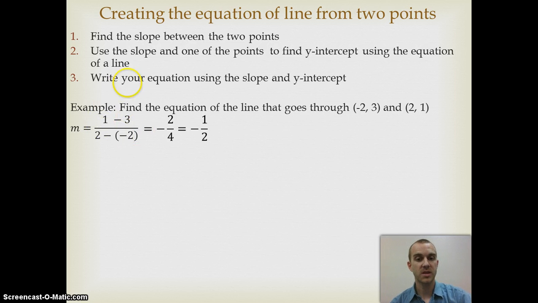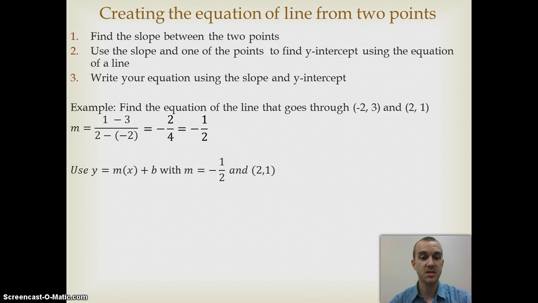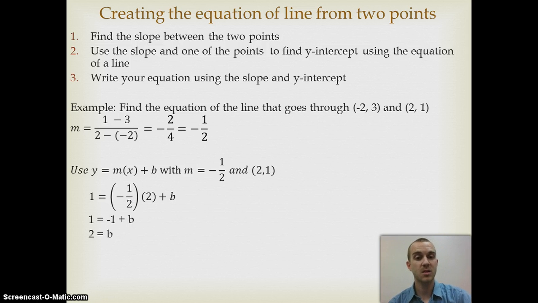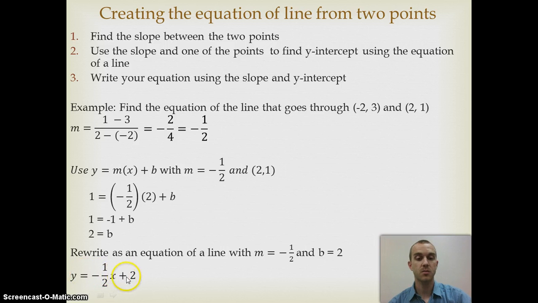Now I use my slope and one of those 2 ordered pairs to figure out what's the y-intercept. Doesn't matter which one. I'm going to pick the second one because all the values are positive. And I plug in my slope. I have an x value and a y value, and I solve for my b value, or my y-intercept. So 1 in for y, 2 in for x, -1/2 in for slope. Simplify, add 1 to both sides, so my y-intercept is at 2, or 0, 2. So I have my slope and my y-intercept. I put that together in the equation. Y equals -1/2 x plus 2.